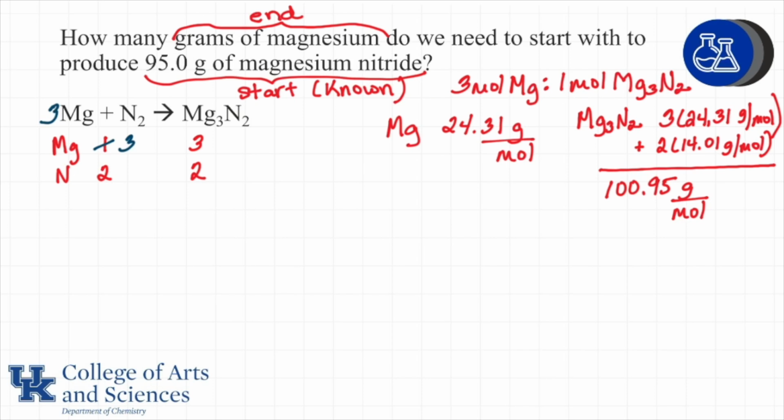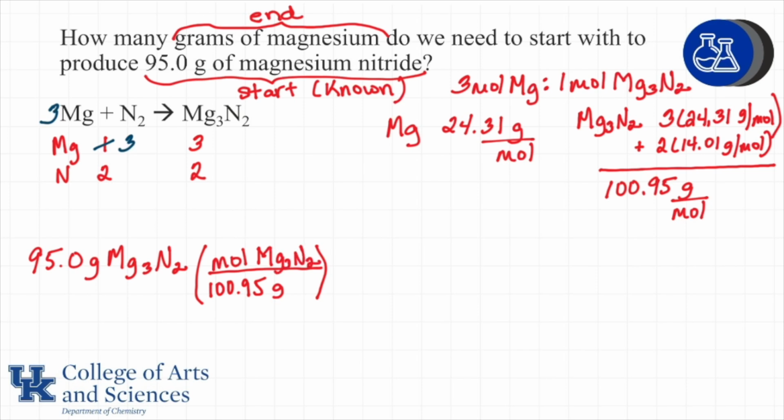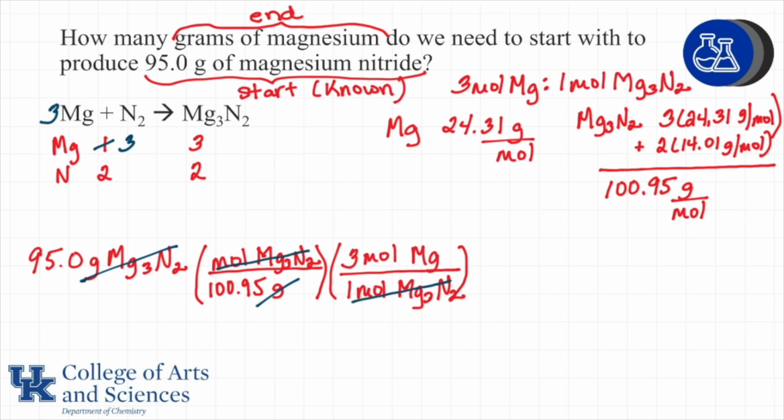Now we can start our setup of our problem using our starting or our known value of 95 grams of magnesium nitride. I need to use the molar mass of magnesium nitride, putting the grams on the bottom. Therefore, 100.95 grams is in the denominator and moles of magnesium nitride is in the numerator. Grams of magnesium nitride cancel out. Now I can use my mole to mole ratio, which puts 1 mole of magnesium nitride in the denominator and 3 moles of magnesium in the numerator. Moles of magnesium nitride cancel.